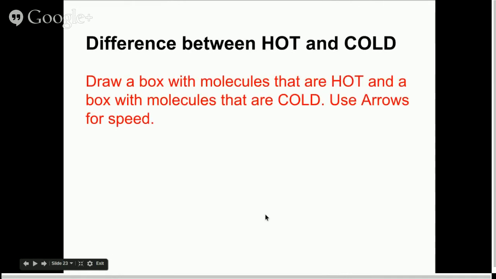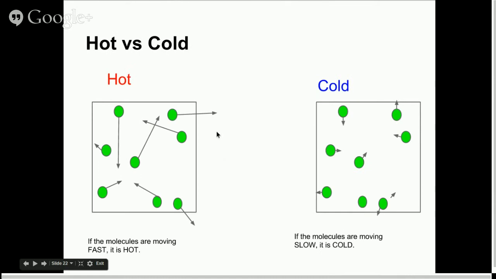Draw a box that has hot molecules and cold molecules. You use the arrows to show the speed, please. This is just to get you practice drawing what hot and cold looks like. Go ahead and pause it. All right. You should have drawn something like this. Doesn't have to look exactly like this, but something similar. Longer arrows, or bigger arrows, mean fast, and smaller arrows mean slow and cold.